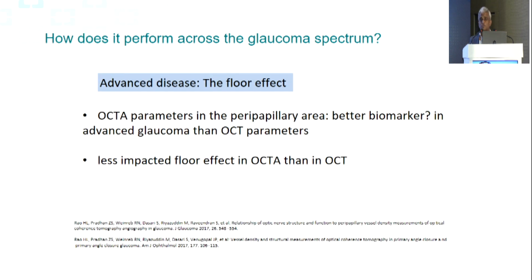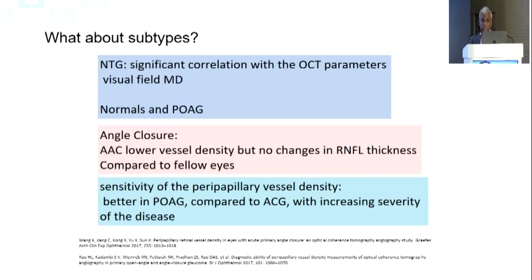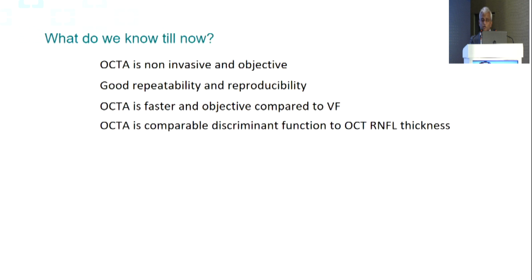Now, what happens when the disease is advanced? There's a floor effect, like you have for OCT, and that then makes it challenging. In OCTA, though, it seems that there's less impact of the floor effect because there is no limitation of the quantification as there is for the nerve fiber layer thickness with the standard OCT RNFL images. NTG showed significant correlation, and so did angle closure. However, the sensitivity is fairly better in open-angle glaucoma compared to angle closure glaucoma.